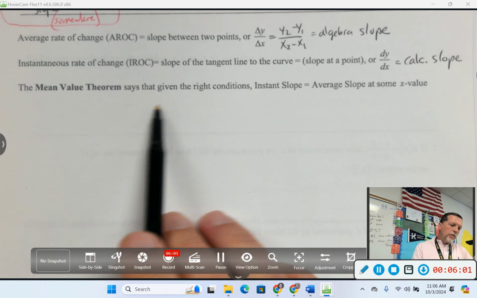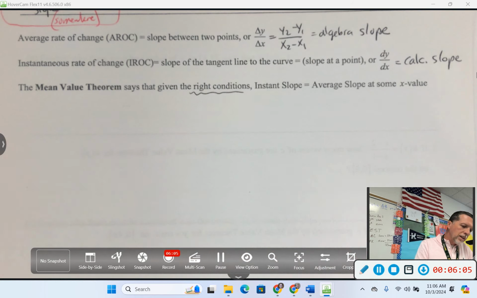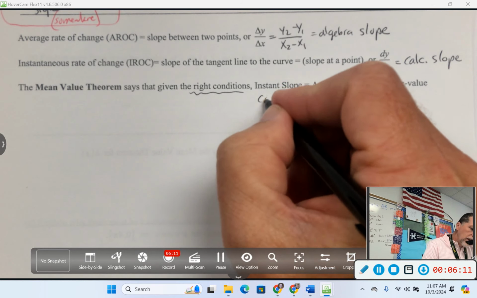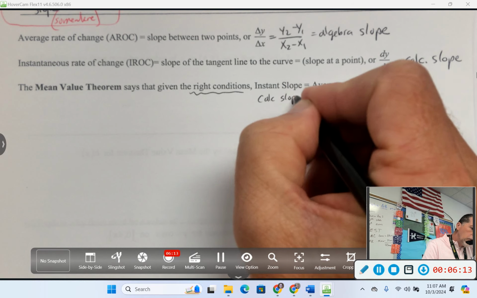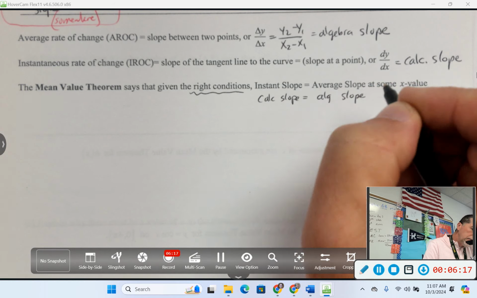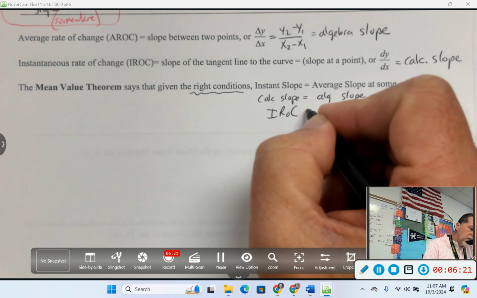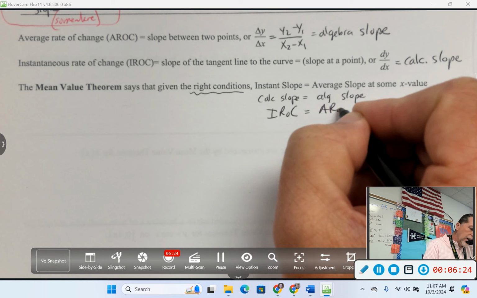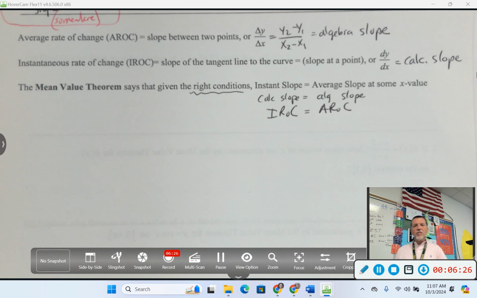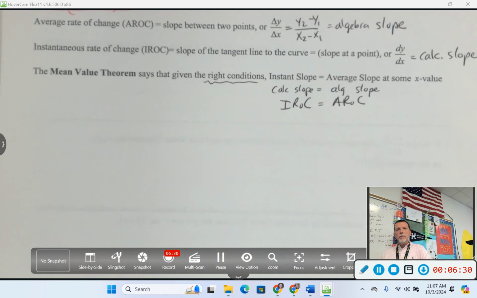So, mean value theorem says that given the right conditions, we'll talk about those in a little bit, the instant slope equals the average slope. The calc slope equals the algebra slope. If you want to use the abbreviations, the IROC equals the AROC, instantaneous versus average. All of those are saying the same thing.